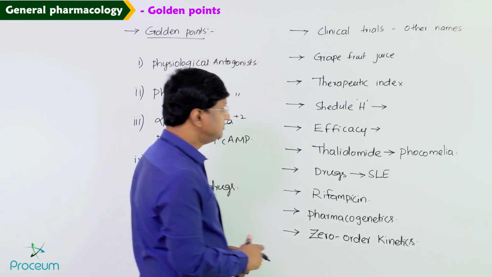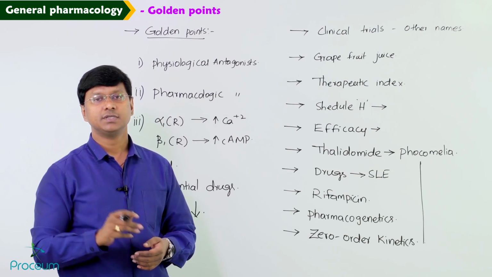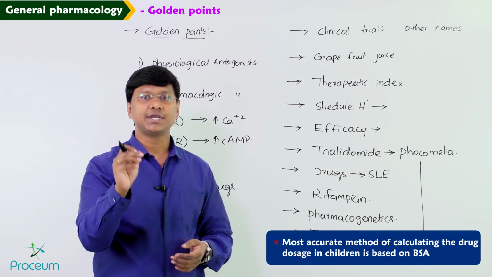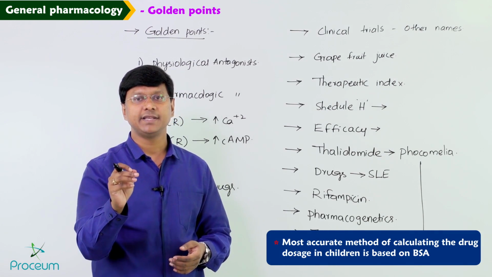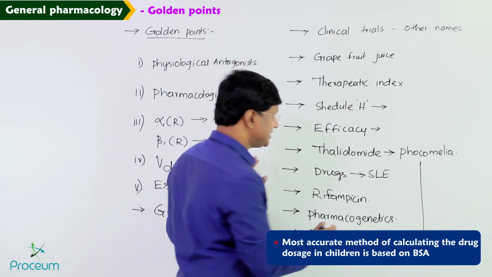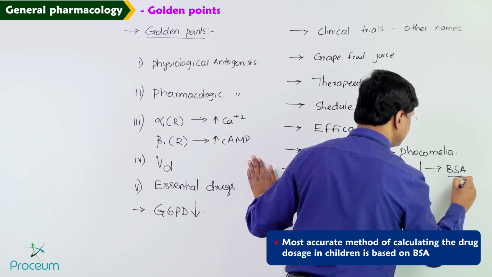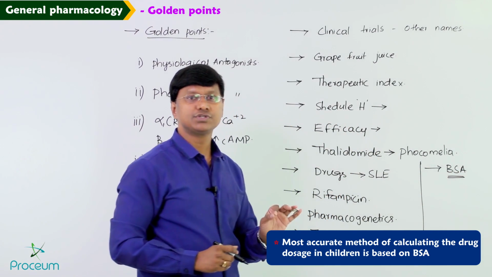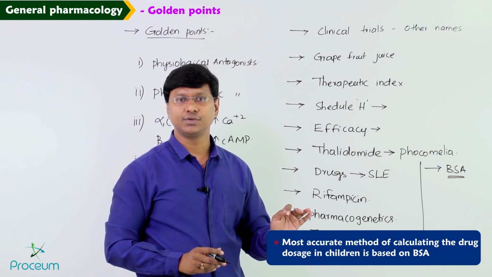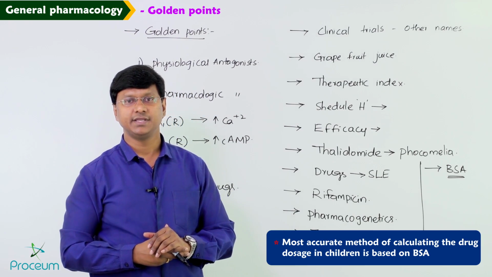Next, later on we have discussed drug dosing. Remember, the most accurate method of calculating the drug dosage in children is based on the body surface area.